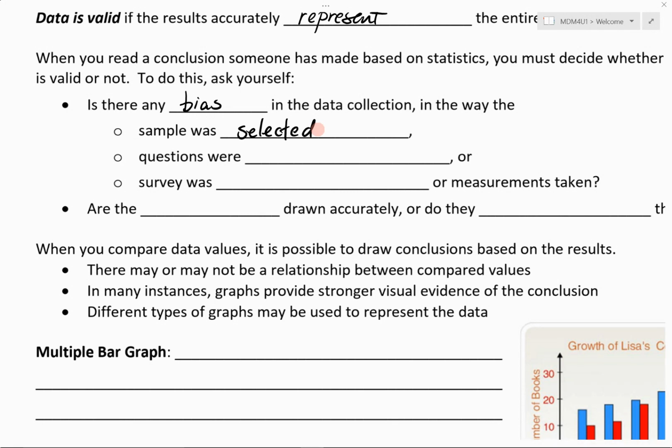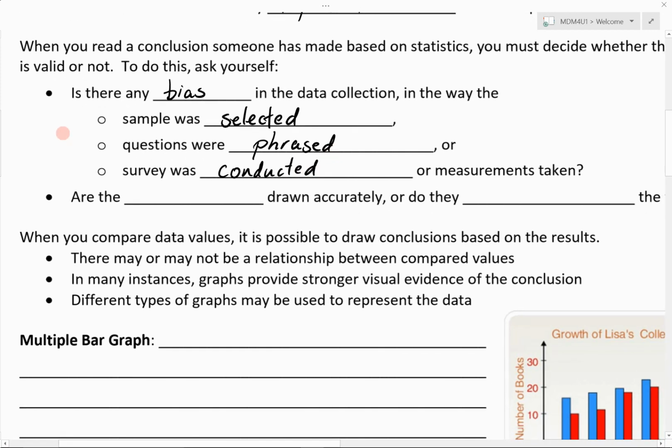Were the questions phrased in an unbiased way? Was the survey conducted, or were measurements taken, properly? And part of the validity of the data, or the way it's shown, is the graphs. Are the graphs drawn accurately, or do they mislead the viewer? There are different ways you can introduce bias in the way you show your graphs to the person who is reading or viewing them.